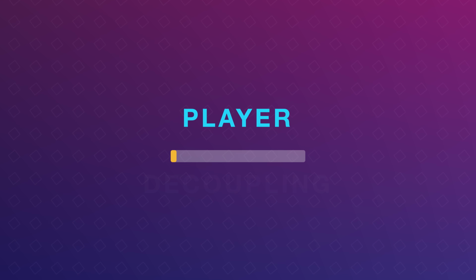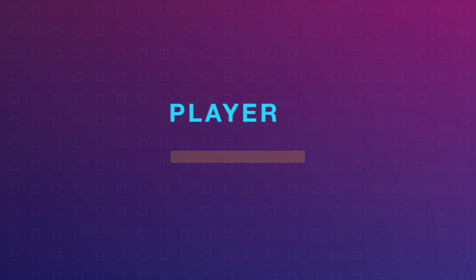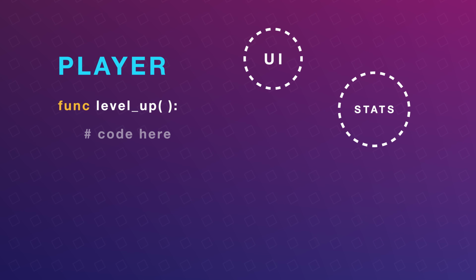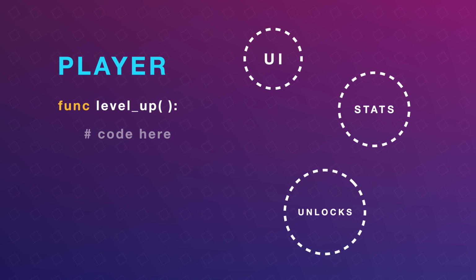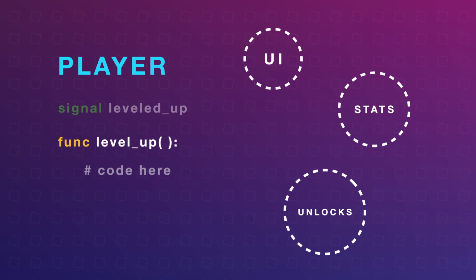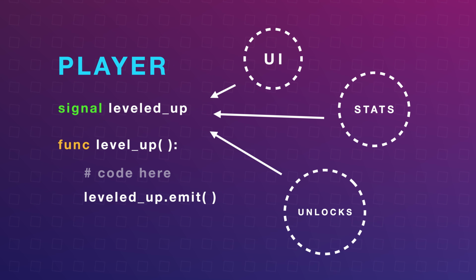Say we're playing a character that can level up by getting enough XP. Whenever we level up, there are probably many game systems that need to update. The UI, our player stats, perhaps we have spells or achievements that unlock, and updating all of these from the player can quickly become a mess. Instead, we create a leveled up signal that all these systems can connect to. Then all we need to do is have the player emit the signal when we level up.